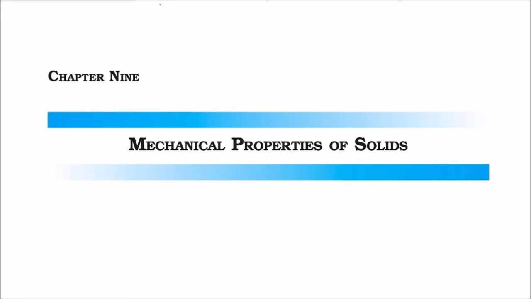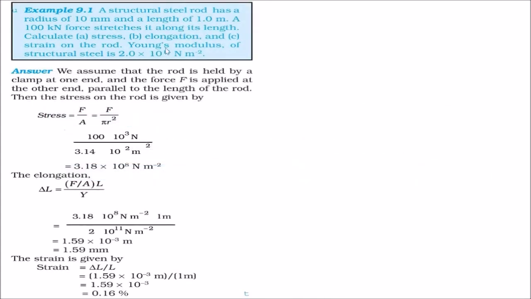We are looking at chapter number 9, which is mechanical properties of solids. A structural steel rod has a radius of 10 mm. So radius is given, the length is also given, 1 meter. 100 kilonewton force stretches it along its length.